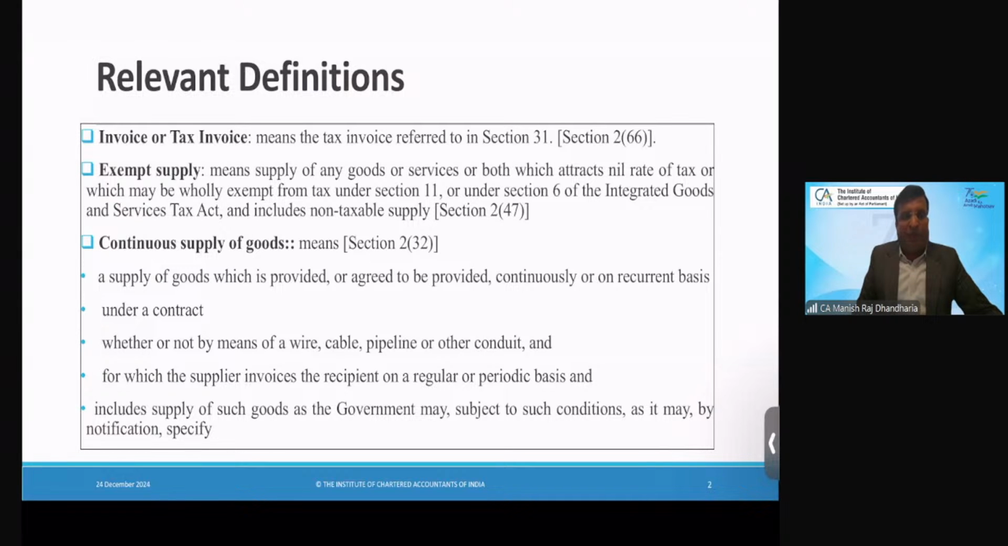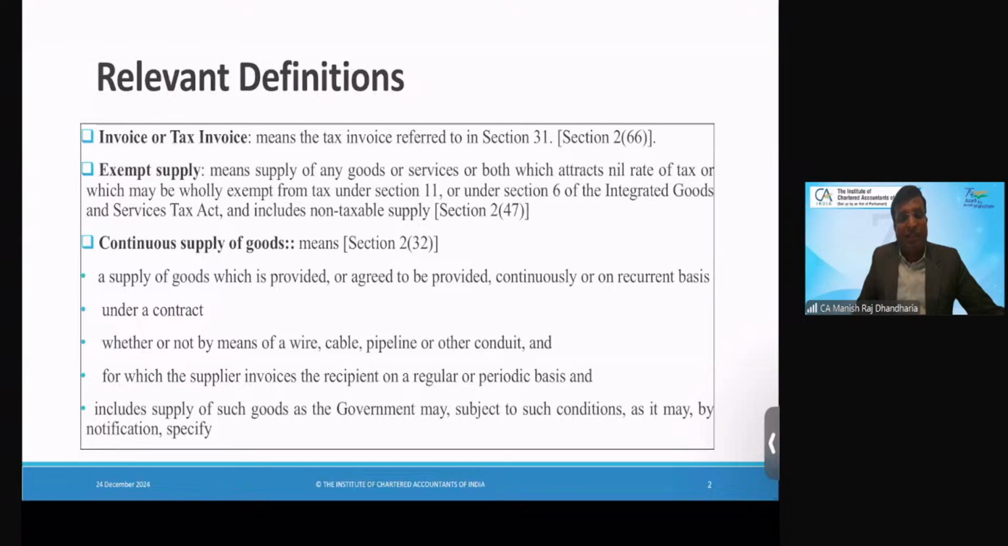Number one is exempt supply. I think you must have studied this exempt supply in your past classes. I won't go into detail, I'm just discussing it very briefly. The supply which attracts nil rate of tax or which is exempted under section 11. Government GST Council issued notifications in which they exempt different goods and services. And it also includes non-taxable supply.